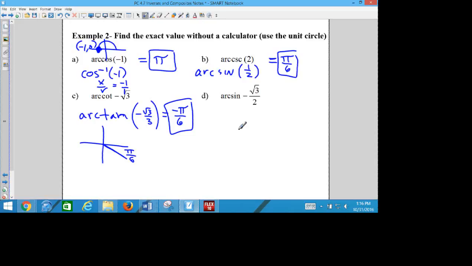And then arc sine negative square root of 3 over 2. So this is sine, and it's negative. It's got to be down here. Where is sine square root of 3 over 2? That's a pi over 3, and it's negative.